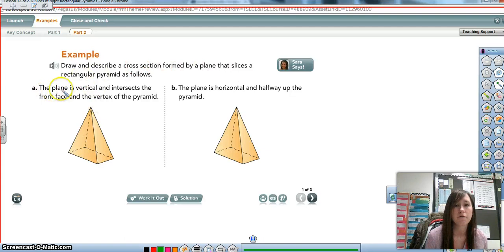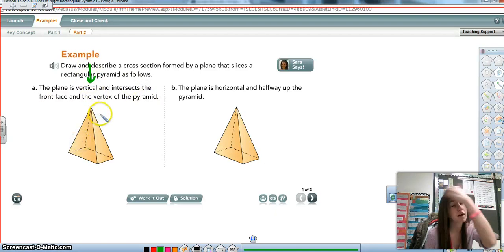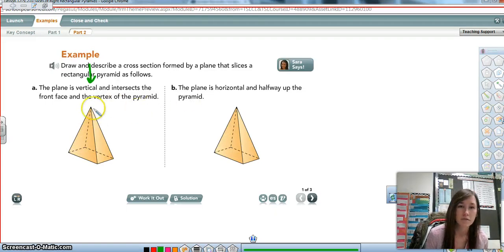Okay, this one is a vertical cut and it intersects the front face and the vertex. So we would cut down on it. We know that vertical cuts of rectangular pyramids like this are going to create a triangle cross-section. We want to cut the front face, so this face that's toward us. Then you would see that cut being made on the other side and across here.